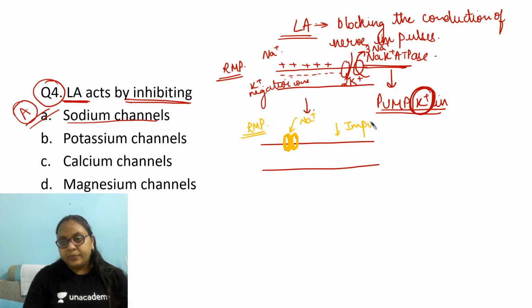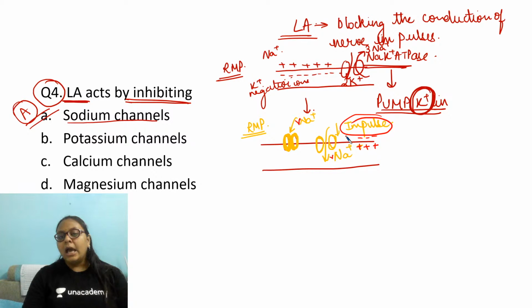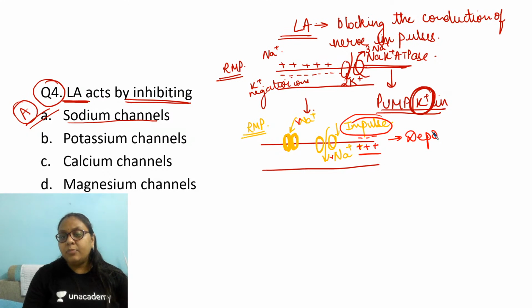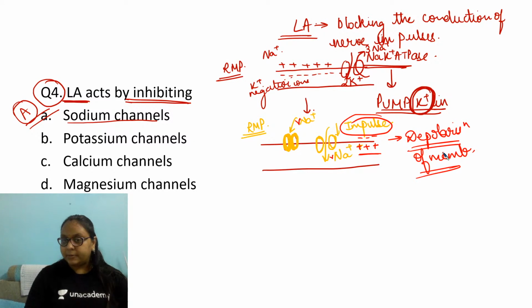When an impulse comes in, these sodium channels open, and because of that sodium influx happens. And therefore what will happen, there will be positive charge inside and negative charge outside. Whenever there is impulse generation, there is opening of these voltage gated sodium channels, and therefore the sodium influx happens, that is depolarization of the membrane.